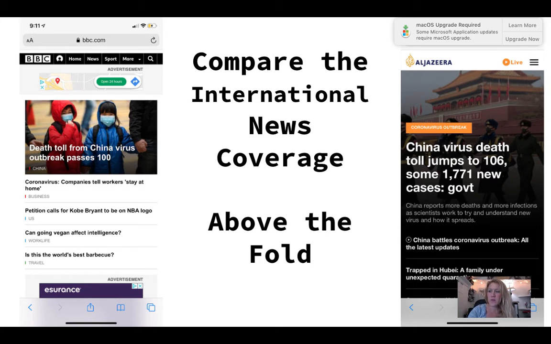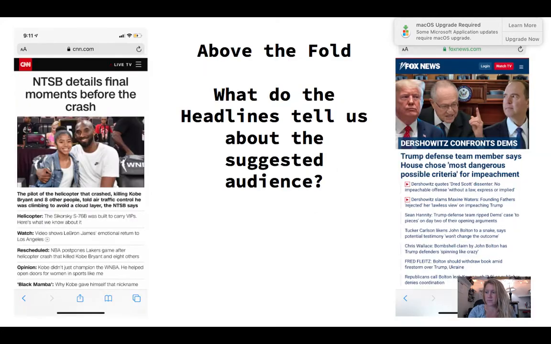So the first thing that we're going to do is compare international news coverage. We like to use the term above the fold to describe the most important news publications. These front pages, based on mobile phone devices, determine each publication's most important news. For this week, BBC and Al Jazeera have selected the coronavirus as the top feature news story to run above the fold. What do the headlines tell us about the suggested audience on these two publications?